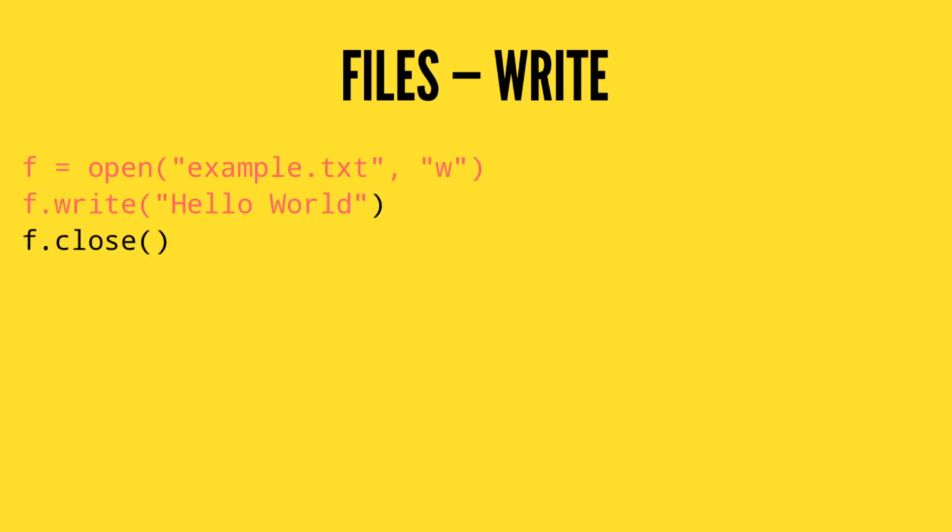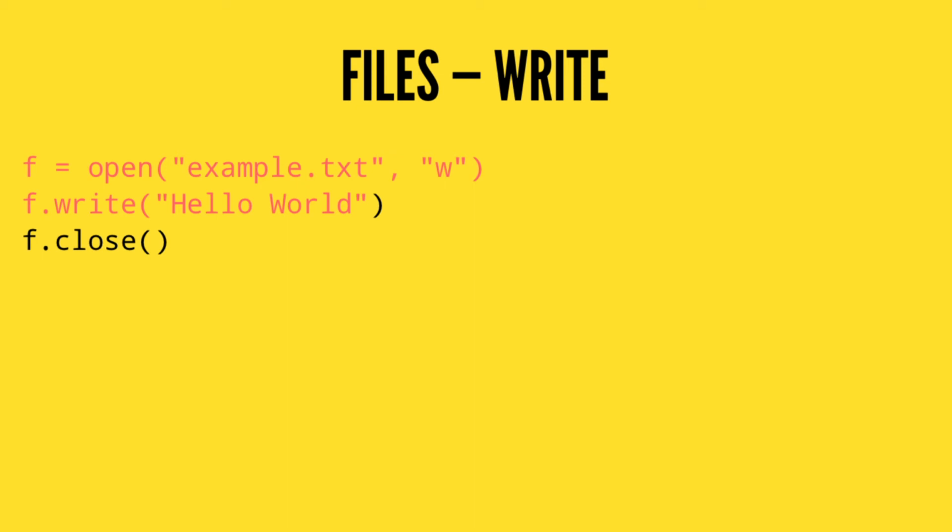Okay, so this is a way that we can write to a file. So we here have our f variable again, and again the first thing we're doing is opening our file. So f equals open. We've got example.txt, and then we're using our w, which is write, and if we do f.write hello world, and then we need to close our files afterwards.